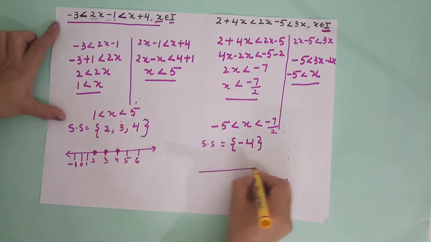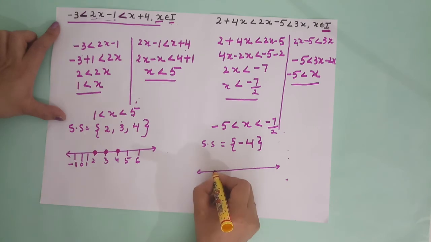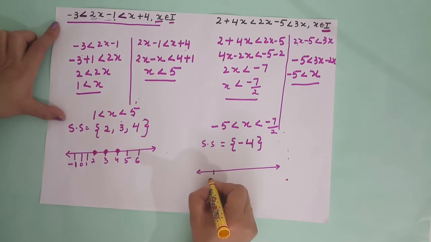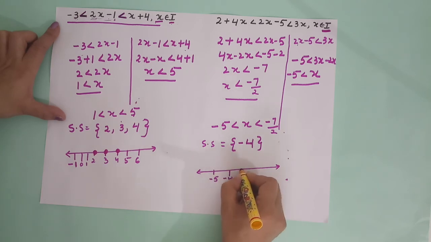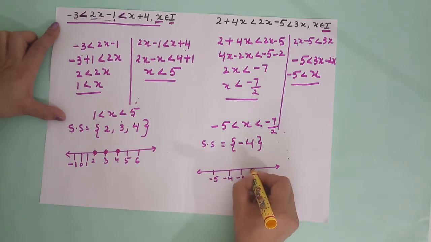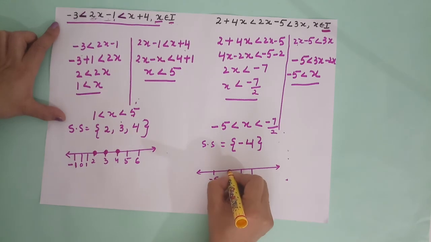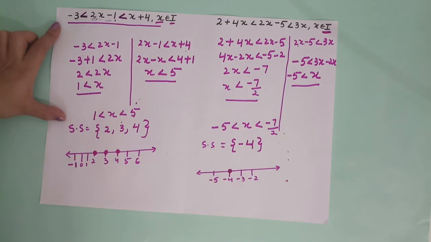So how do we represent this on the number line? Minus 5, minus 4, minus 3, minus 2. Go to this, place a dark circle over here. That's how it is.